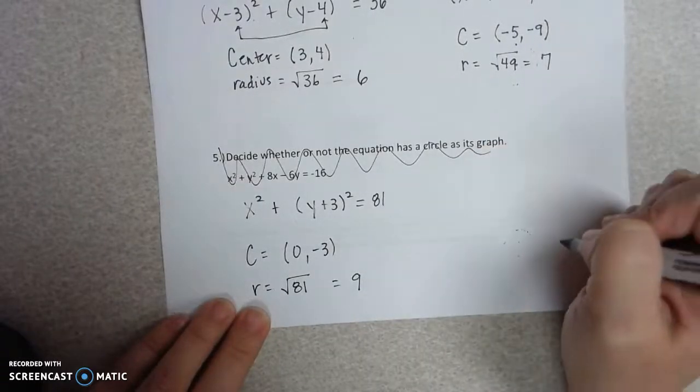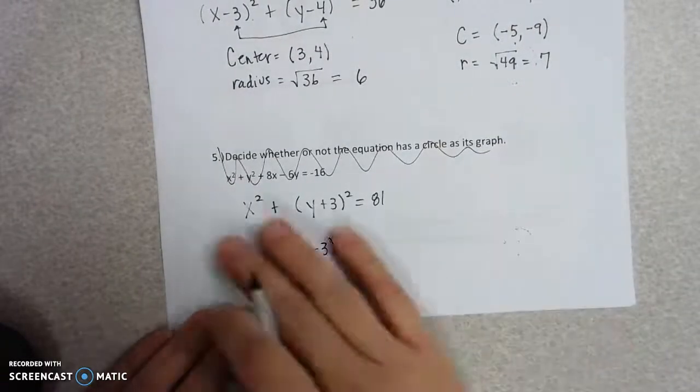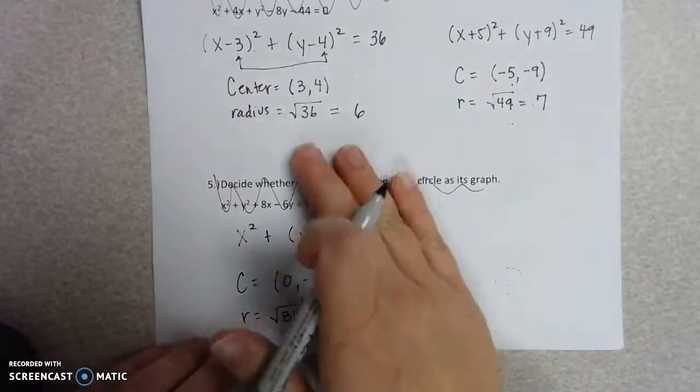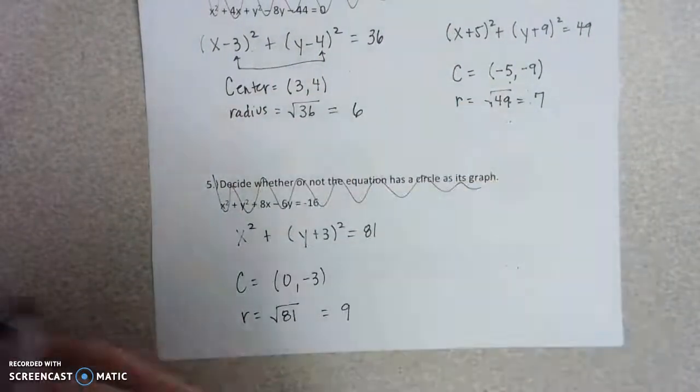Let's try, I think you probably now get the idea of how to pull the information from the equation. And then we could use this information to graph these circles.